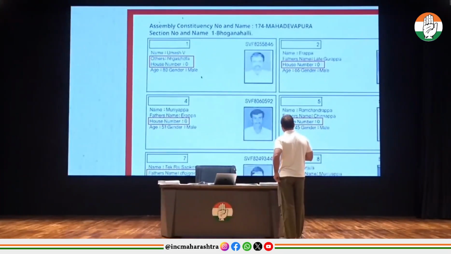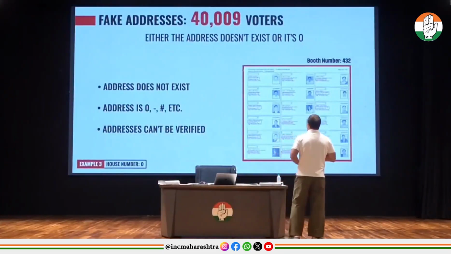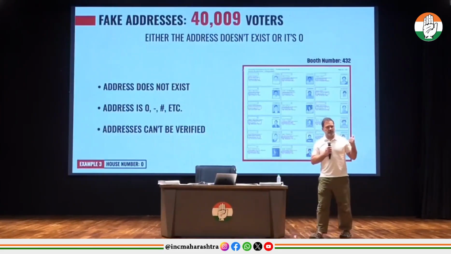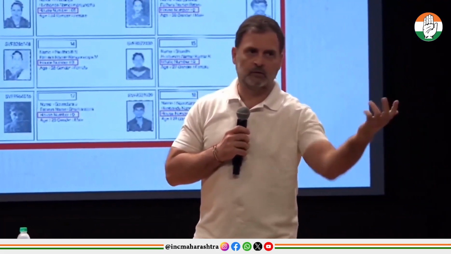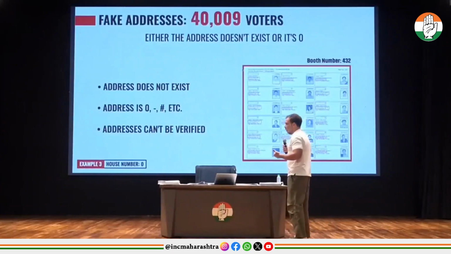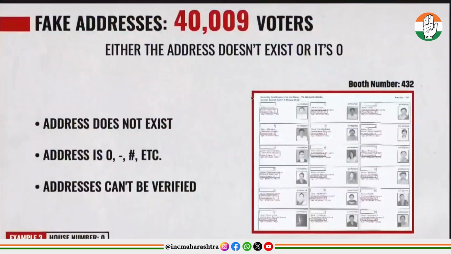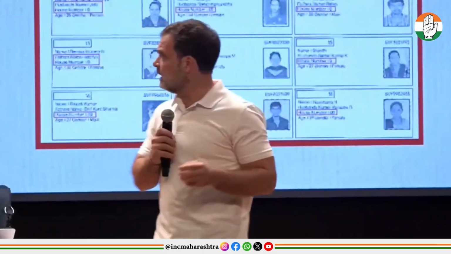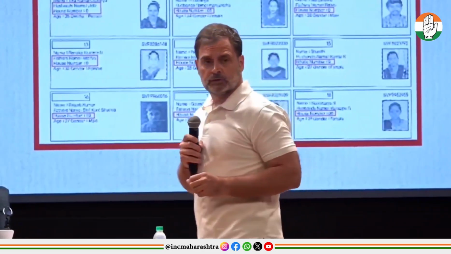Okay, zoom out a little. Now these are of 3 types. Either an address that doesn't exist, you go look for it, it's not there. Or the address is 0, house number 0 or street number 0. Or then the address cannot be verified. These are 40,000 voters.